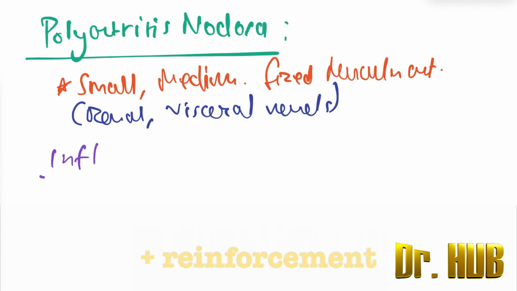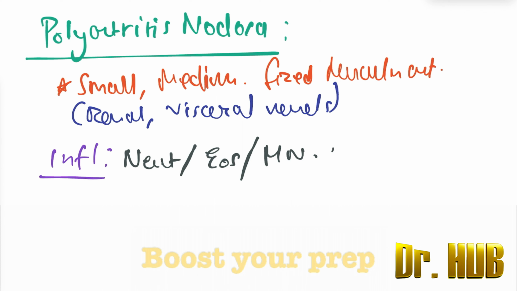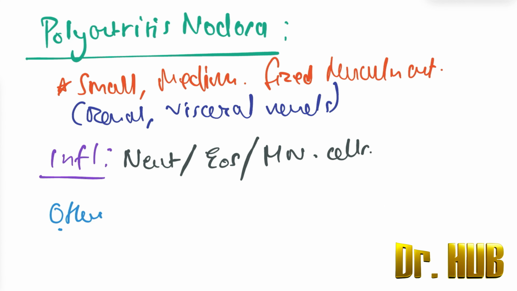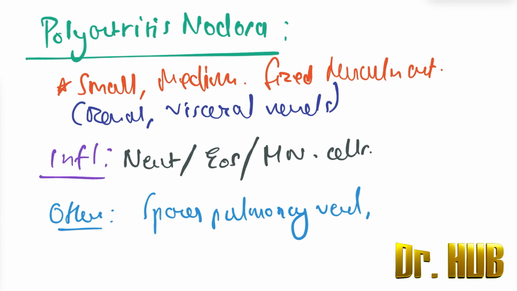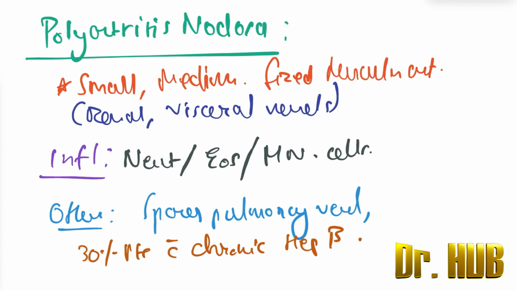So what are the inflammatory cells? Inflammatory cells involved include the neutrophils, the eosinophils, and the mononuclear cells. So what are the other features? It spares the pulmonary vessels, and 30% of the patients have chronic hepatitis B.